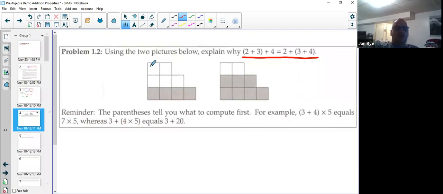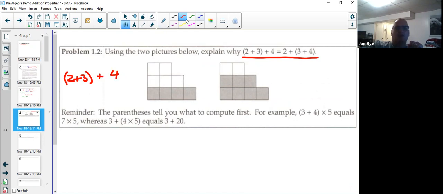So if we start with the left side, we have 3 rows. If we count the clear squares first, the white squares, and then we count the dark or shaded squares, on the left side we have 2 plus 3 white light squares, and then we have 4 dark squares.